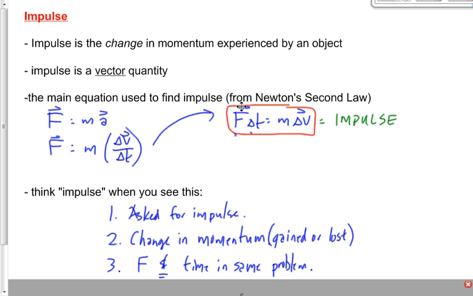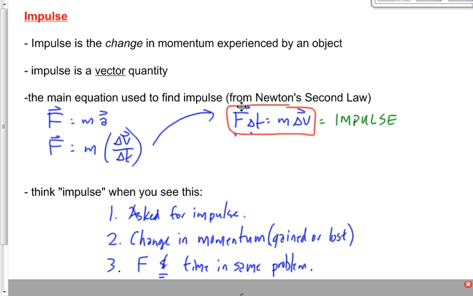So three things. When you're asked for impulse, when you've got a change in momentum, momentum gain or momentum loss, and then finally, this is the tricky one, when you have a force and a time in the same problem. Now, having said that, there is rarely a case when you need to use impulse. There is usually another way to solve the problem.